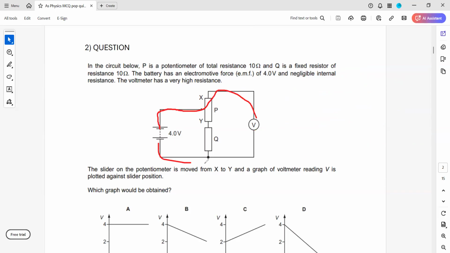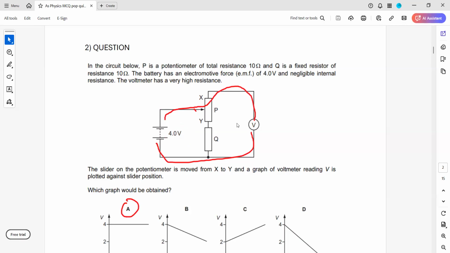So the voltmeter is actually in parallel to the supply. So if the voltmeter is in parallel to the supply, the reading on the voltmeter will be the same. And if we even move the sliding contact to any other position, the reading on the voltmeter will not change, because the total voltage which it records is the same as the voltage of the supply. So that's why option A is the right answer.